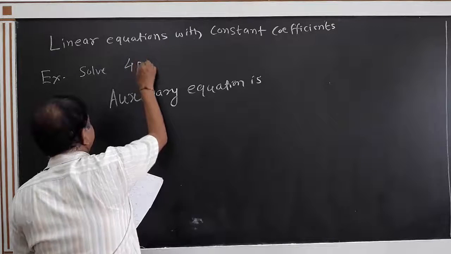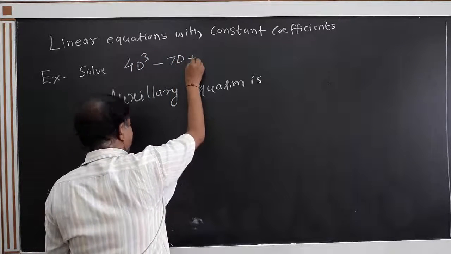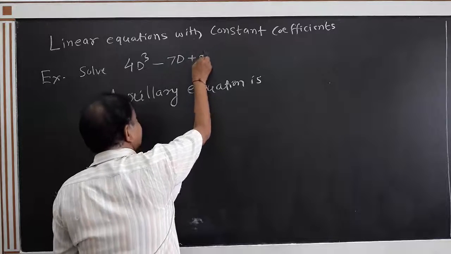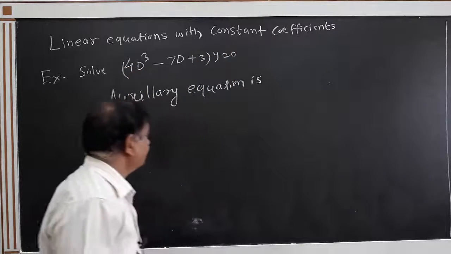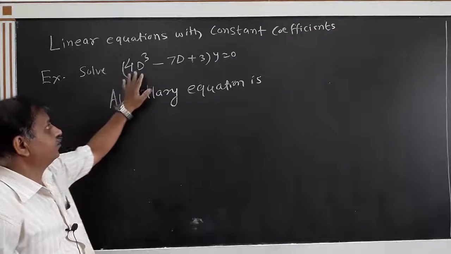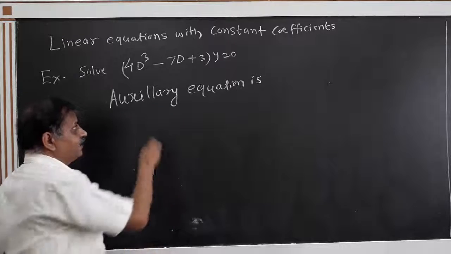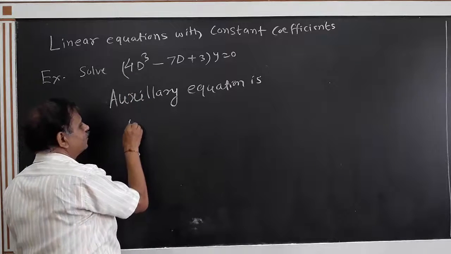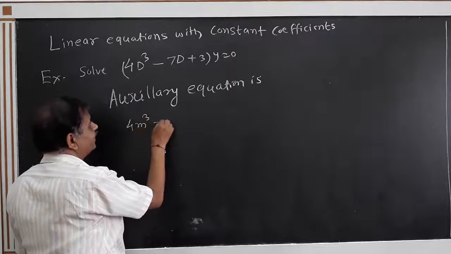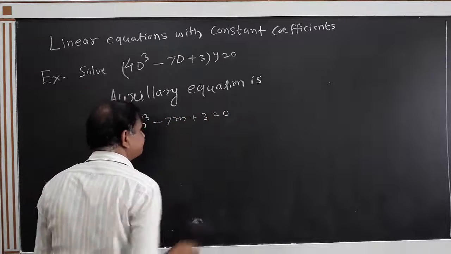4D cube minus 7D plus 3y equal to 0. Now, we have to solve the problem 4D cube minus 7D plus 3y equal to 0. For solving we need the auxiliary equation. Therefore, the auxiliary equation of this differential equation is 4m cube minus 7m plus 3 equal to 0.